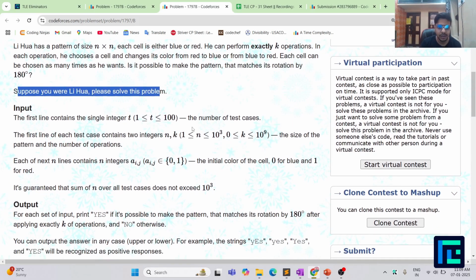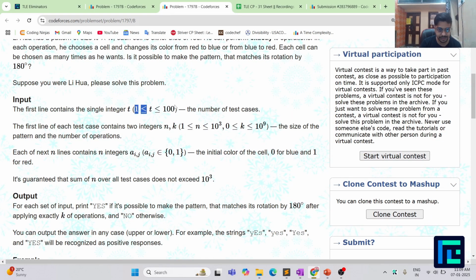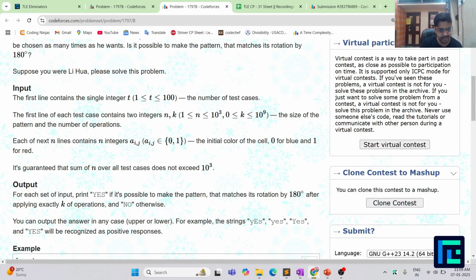So the constraints go as follows: the number of test cases is of the order of 1000, then n and k. An n cross n grid is given, and k is the number of operations that you will perform. n is of the order of 10 power 3 and k is of the order of 10 power 9. Each of the next n lines contains n integers a_ij, 0 or 1. If the initial color of the cell is blue, then the value of the cell is 0. Else, if the initial color of the cell is red, then the value of the cell is 1. And it is guaranteed that the sum of n over all the test cases does not exceed 10 power 3.